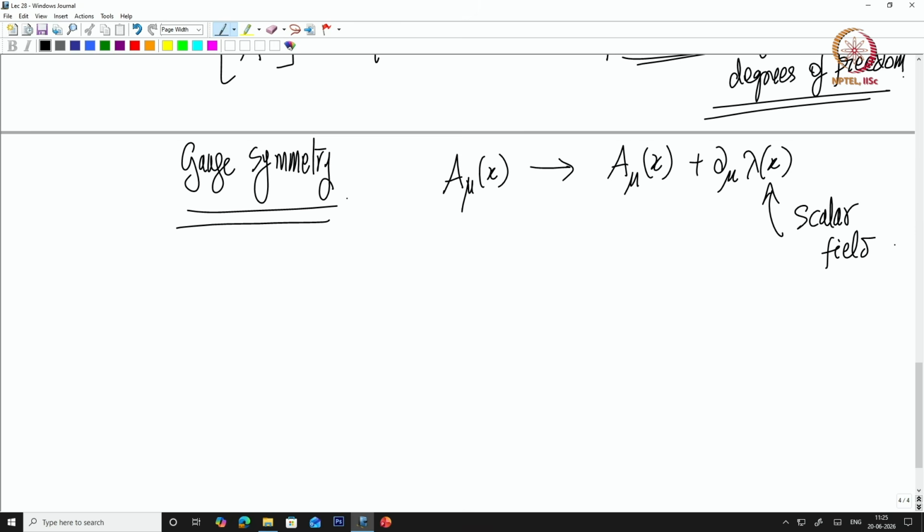There is some condition that lambda of x, the gauge parameter, should go to 0 at large x essentially. Just to mention the essential condition, lambda of x tends to 0 as x tends to infinity.